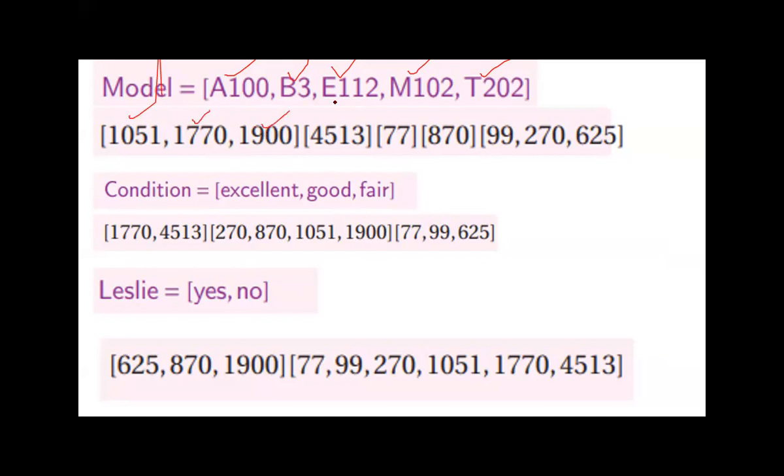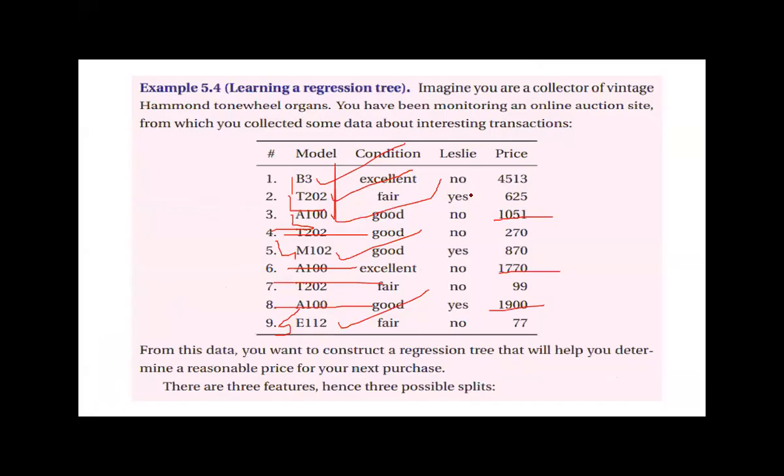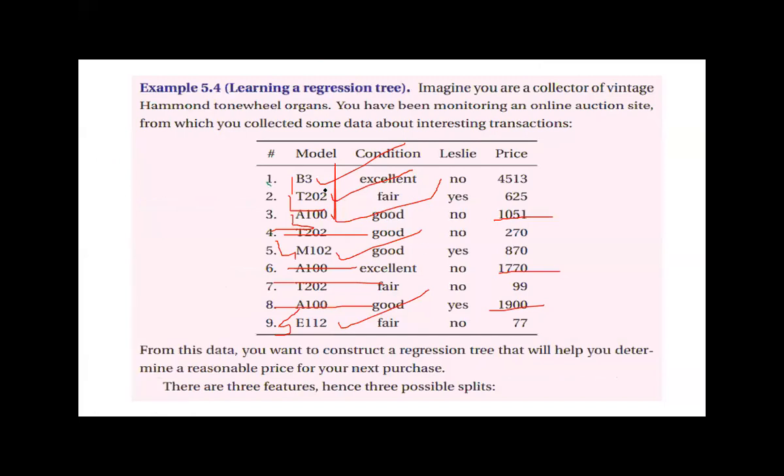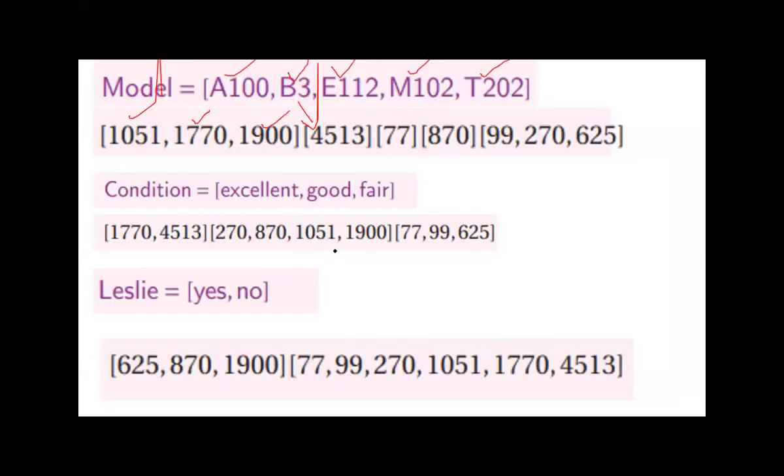Now similarly, what about B3? How many B3s are there? What are the prices? If you talk about B3, there is only one row containing B3. So it is 4513. It is written as 4513.